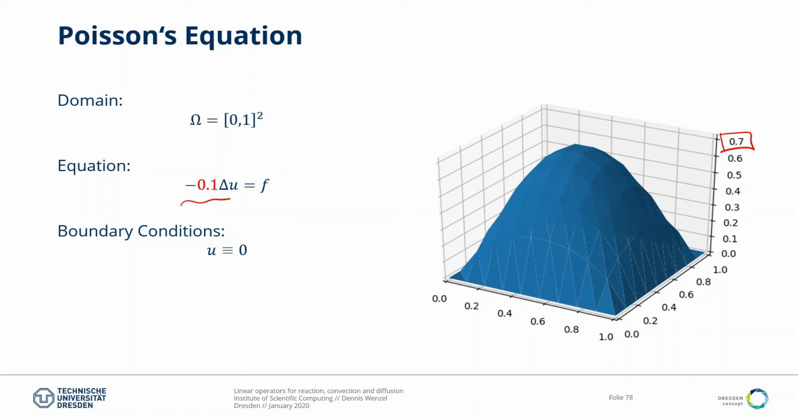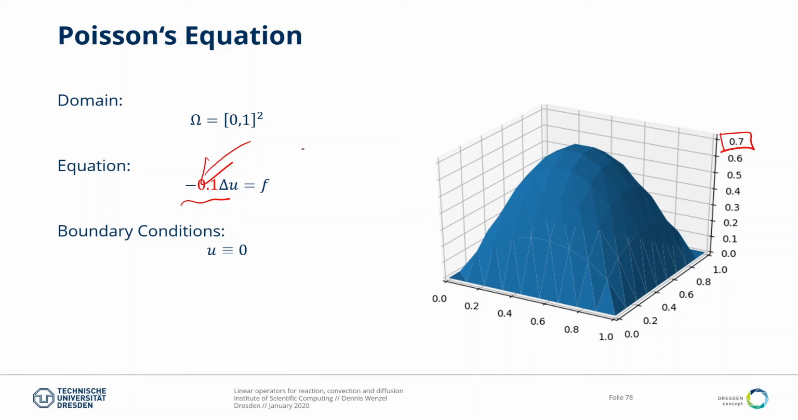Okay, so if you reduce the stiffness by including a smaller stiffness constant here, you increase the total elongation of this membrane. Okay, so that kind of makes sense.